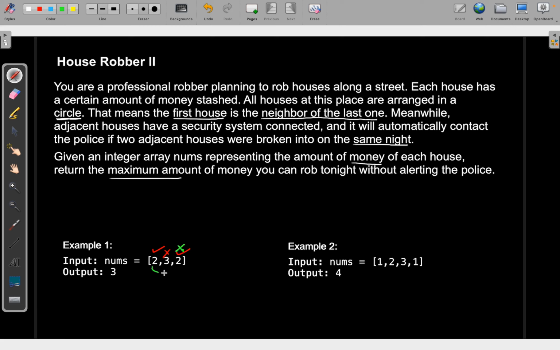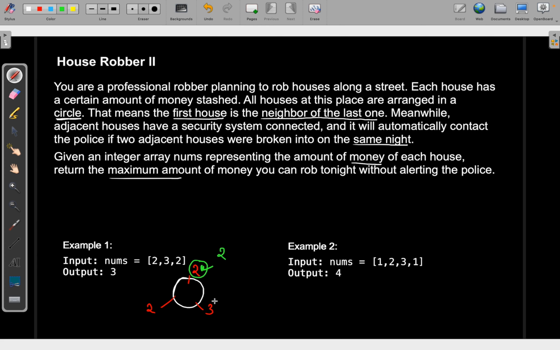Why? Because these two are attached. How are these attached? Basically, now the houses are represented in a circle, right? So if I remove this thing, the first house is 2, the next house is 3, and the next house is 2. So if you're robbing this one, then you can't rob the adjacent ones, so you have the only chance to rob this. The answer will be 2.